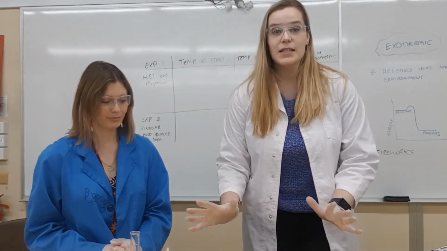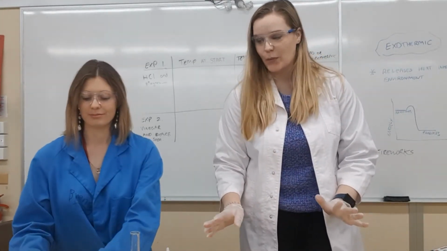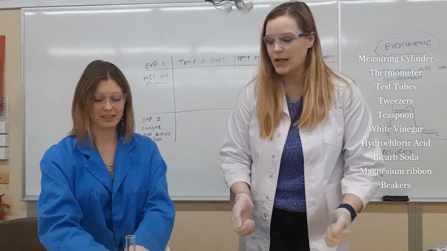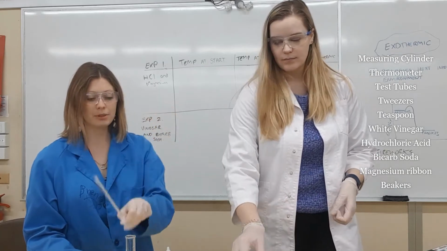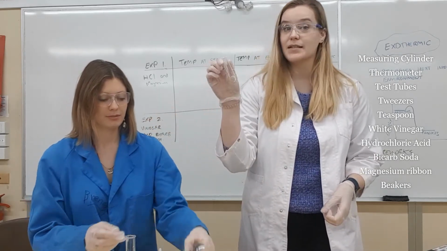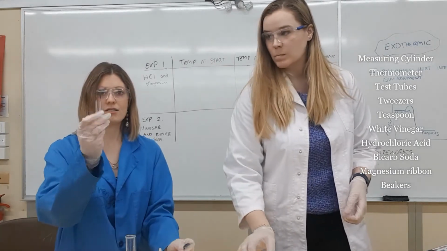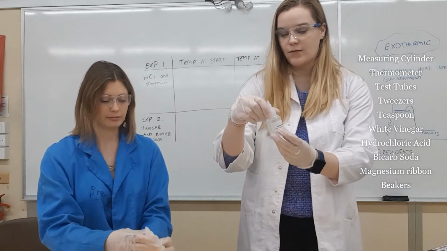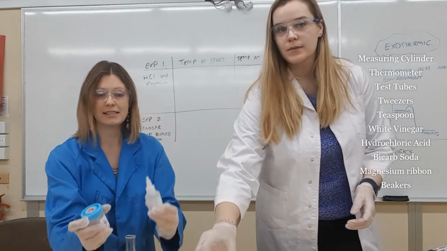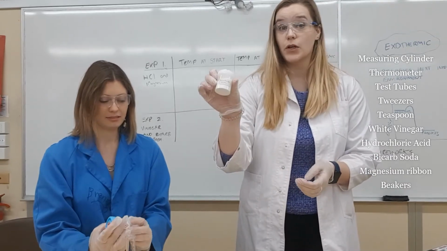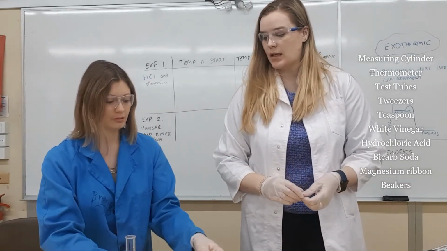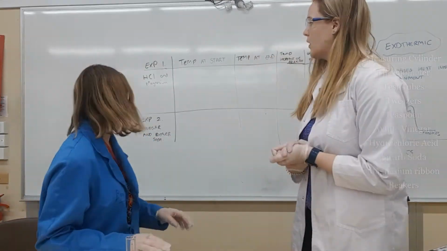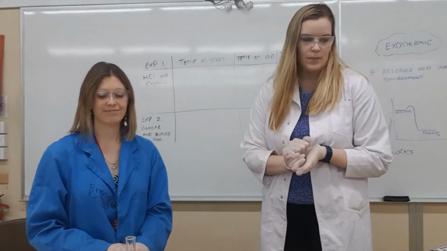So what we have in front of us that you can't see until we hold it up is all the equipment that we will be using. So we'll start with this one. Measuring cylinder. Yeah, you guys all know what that is. We've got a thermometer to be able to check our temperatures. We have got test tubes to place our substances in. We've got tweezers and a teaspoon. We have got some white vinegar. We've got some hydrochloric acid. We've got some bicarbonate of soda. And magnesium ribbon. And then we've got some lovely beakers. All right, so first experiment we are going to do today is the hydrochloric acid and the magnesium.